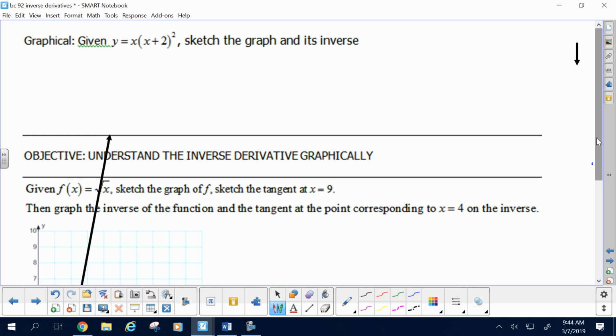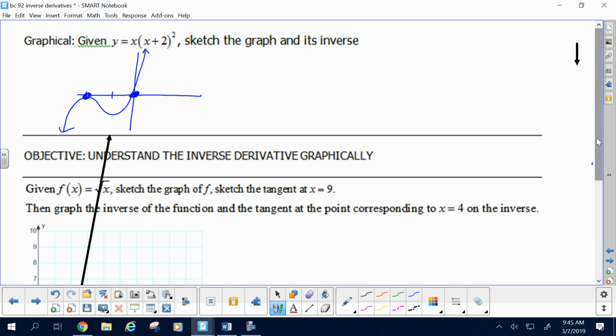Yep. Okay. Would you sketch the graph and its inverse? So what is y equals x times x plus 2 quantity squared's basic shape? Cube. All right. What are the cube zeros? -2 and 0. Is it a positive cube or a negative cube? Positive. And the 0 at -2, does it pass through that 0 or bounce off of it? Bounce off. And at 0, does it pass through or bounce off? Pass through. There is the original function y.